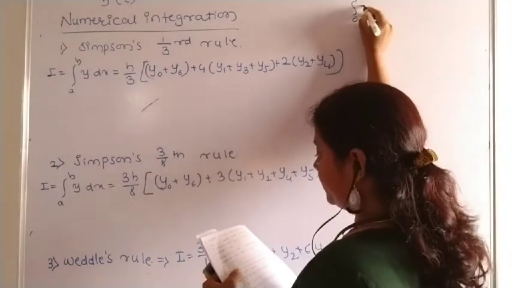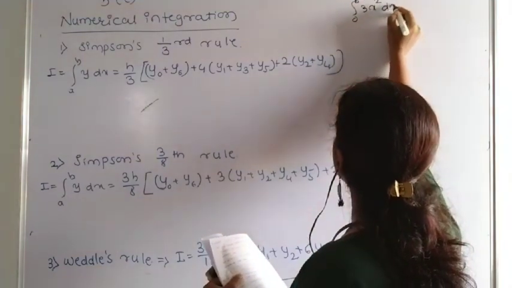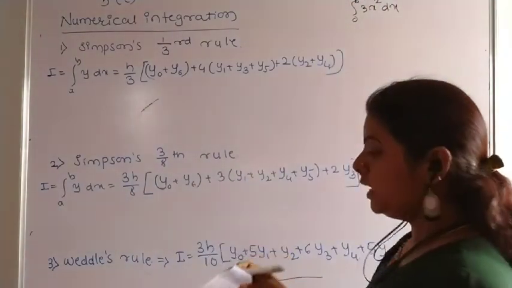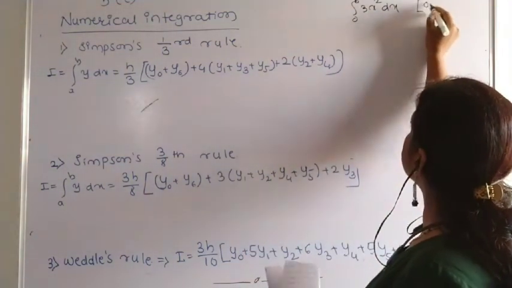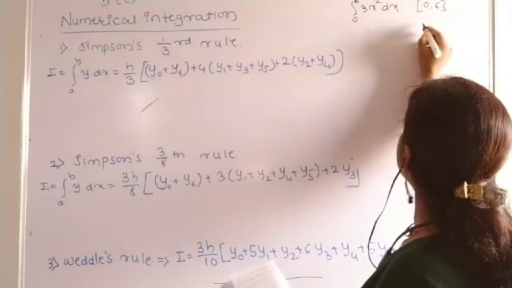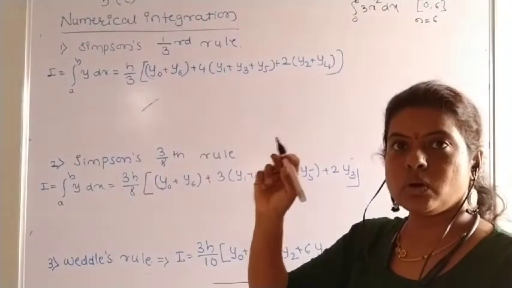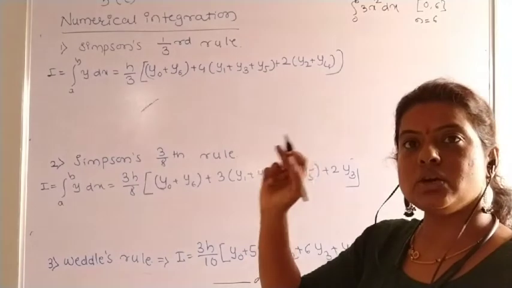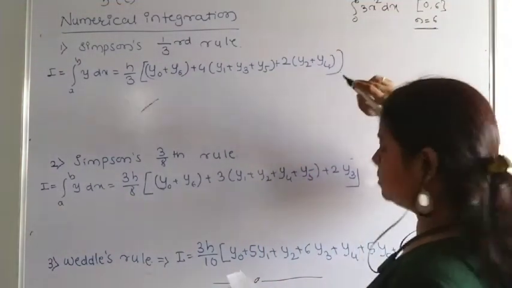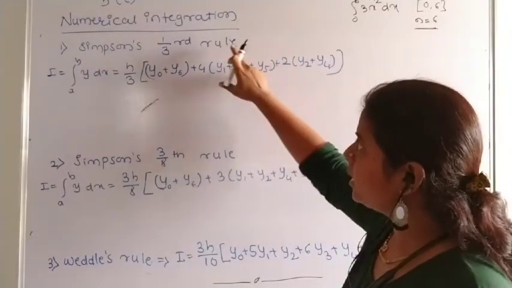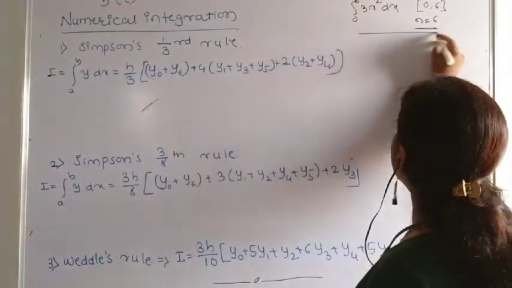The integral from 0 to 6 of 3x squared dx. Here the given interval is 0 to 6 and 6 equal parts. Wherever you get equal parts, you have to consider n equal to 6. You have to find all the three rules here. They will give only this much.